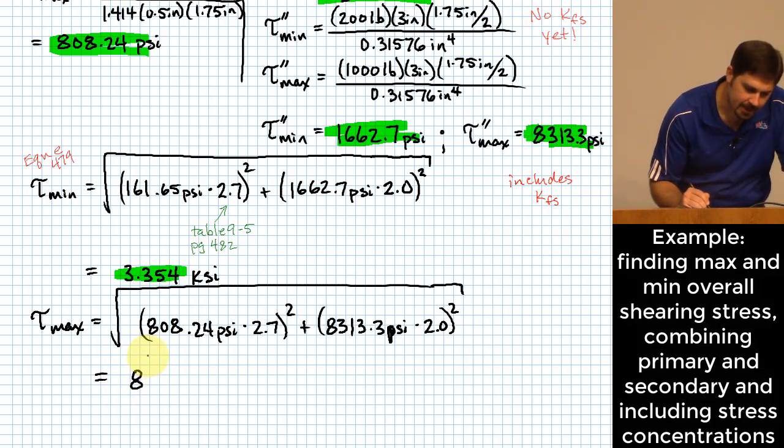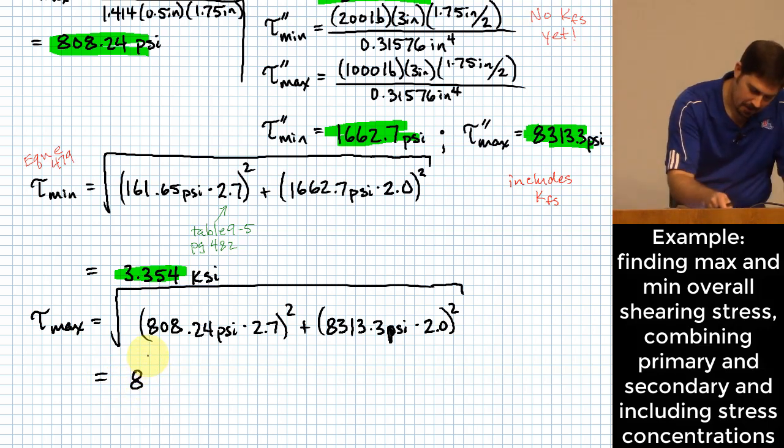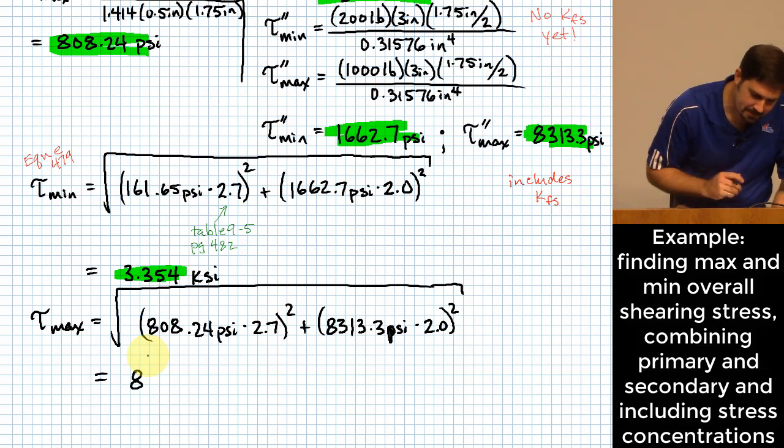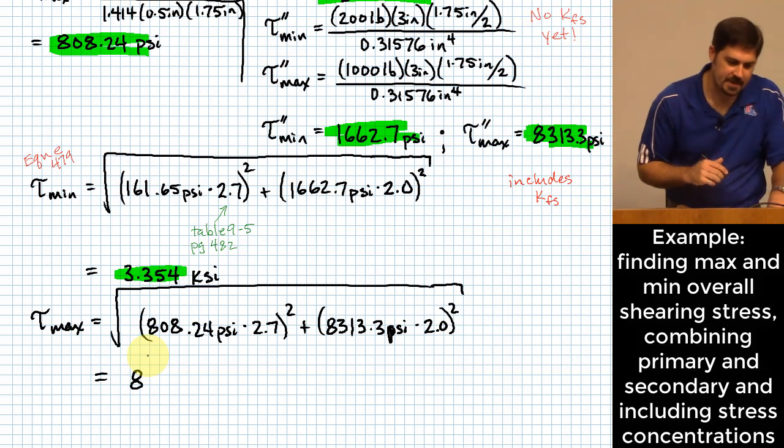Hang on. That's without the stress concentration. I have it in here another place somewhere. 16.77 KSI.